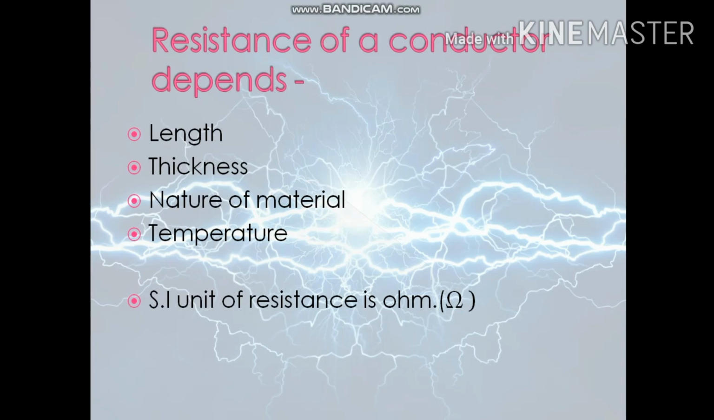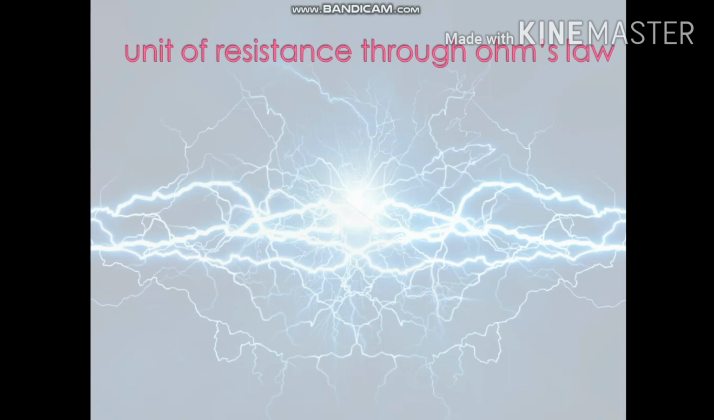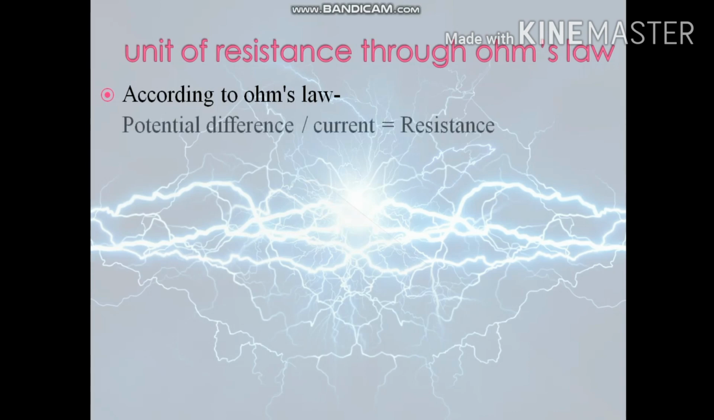The SI unit of resistance is ohm, which is denoted by the symbol omega. The unit of resistance, ohm, can be defined by using Ohm's law. So let's see the unit of resistance through Ohm's law. How can we define resistance through Ohm's law? According to Ohm's law, potential difference divided by current is equal to resistance. Potential difference is denoted by V and current is denoted by I. That means V/I = R, that is, R = V/I.